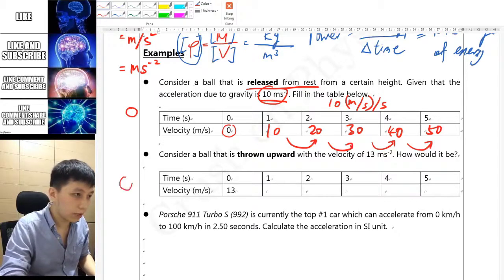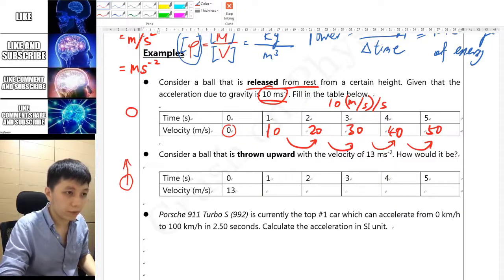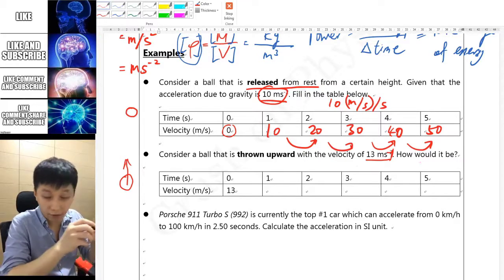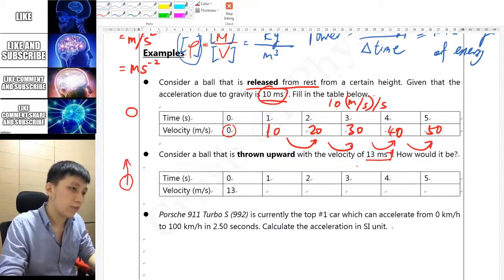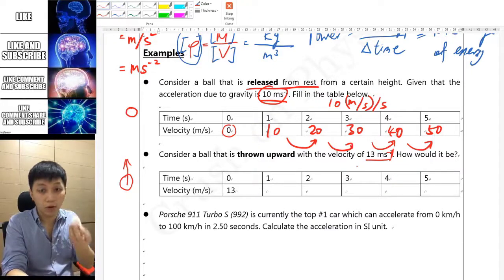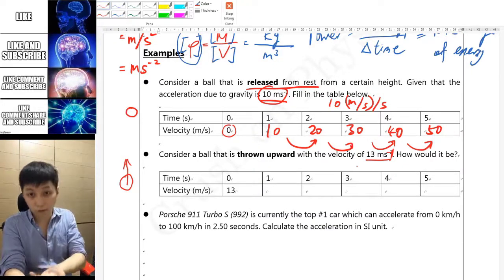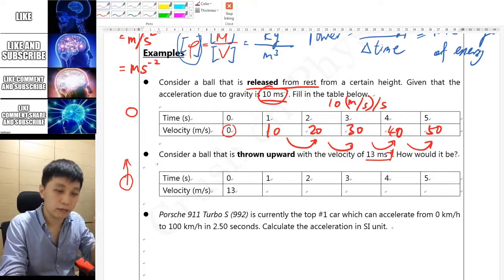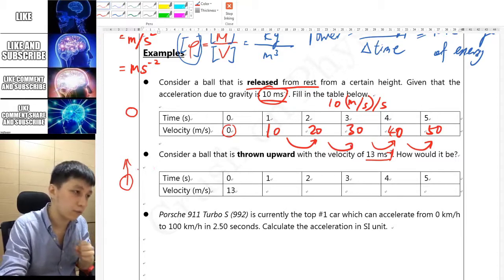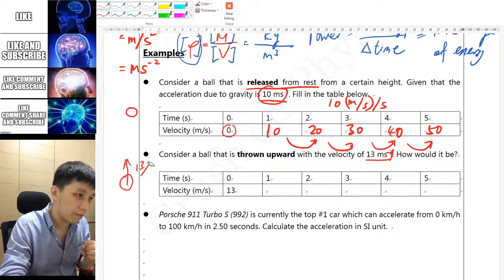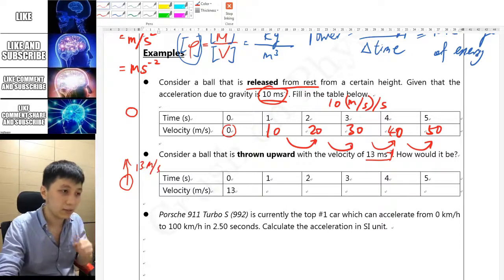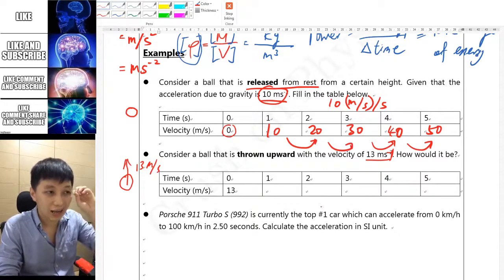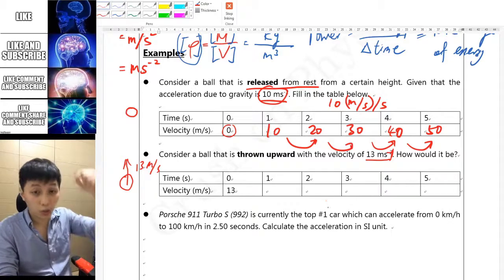Now, consider the ball that gets thrown upward with a velocity of 13 meters per second, not squared, per second. How would the velocity be after that? So what it means is you've thrown the ball, now not released, but thrown upward. But of course, it will come back down. So that's why the velocity, earlier we said the direction is very important, because it starts with 13 meters per second. So think about this, the acceleration due to gravity is always going down.